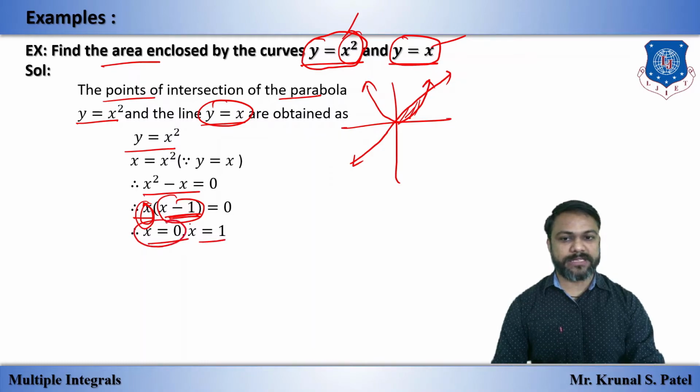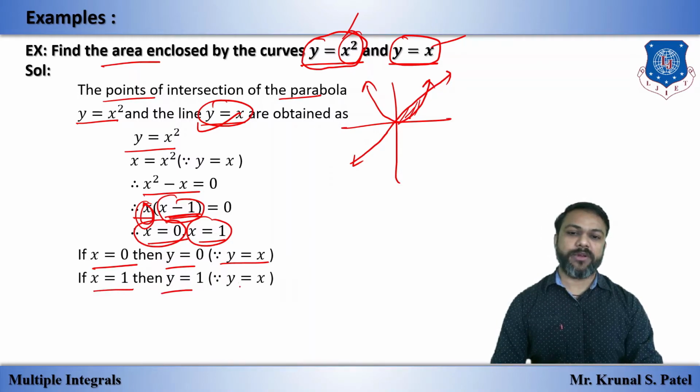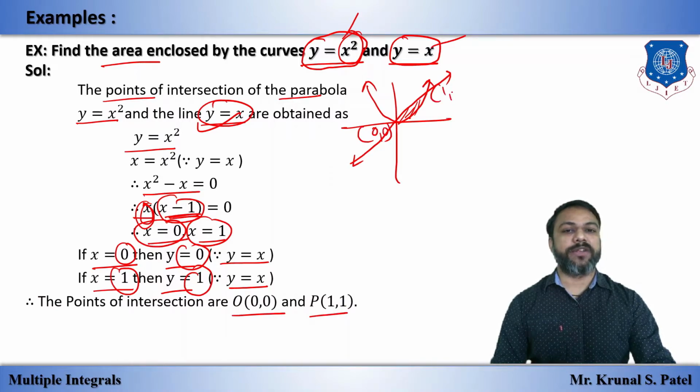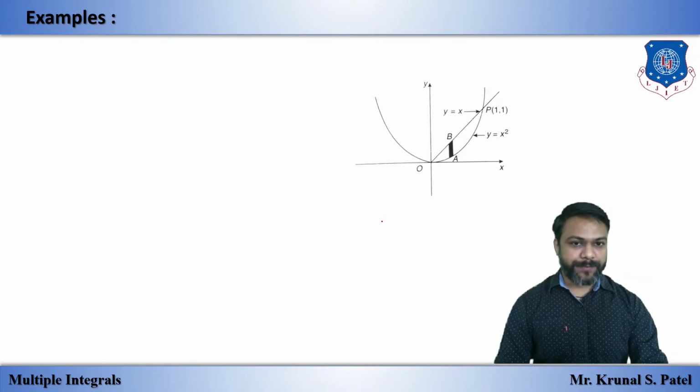Now we will put this value in the y is equal to x line. So x is equal to 0, so y is equal to 0 because y is equal to x, and x is equal to 1 gives y is equal to 1 because y is equal to x. So we have points (0, 0) and (1, 1). Okay, so these are the intersection points: (0, 0) here and this is (1, 1). So we have this curve ready.